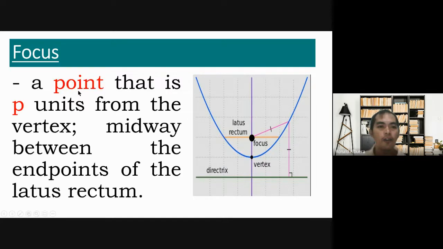When we say focus, it's a point, okay, that is represented by P units from the vertex, okay, midway between the end points of the latus rectum. Pag sinabing midway, nasa kalagitnaan ng latus rectum, or it's a midpoint of the latus rectum. So this is the focus, itong malaking dot. That's the focus represented by P. And it is the midpoint of the length of the latus rectum. Okay, tandaan po yan ha.